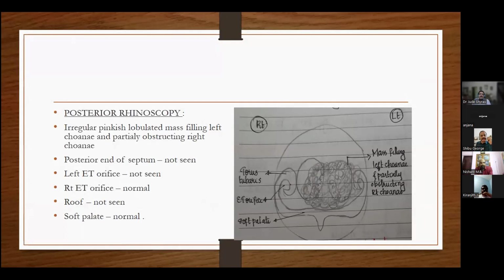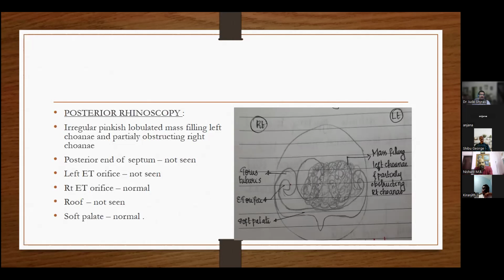How do you do a posterior rhinoscopic examination? Initially, ask the patient to open the mouth and use a tongue depressor to lower the tongue. Warm the mirror and introduce the mirror along the lateral aspect of the mouth, that's the angle of mouth, and pass it behind the soft palate.